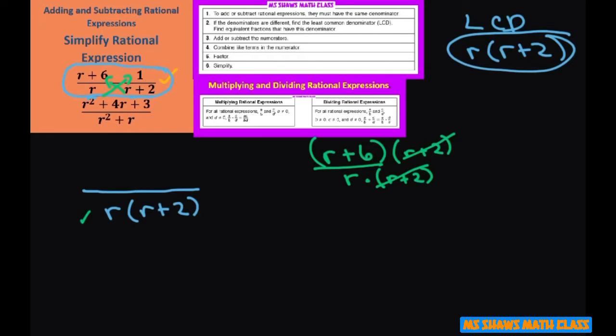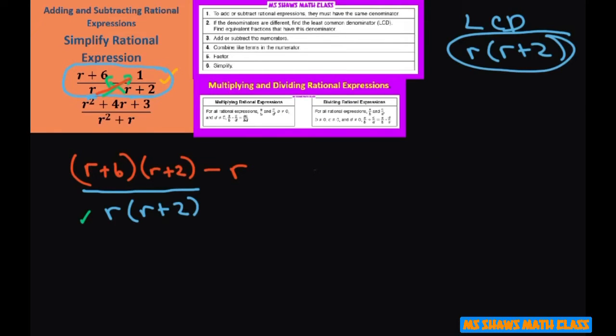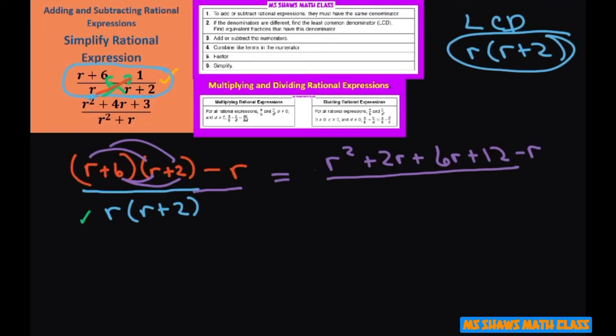So let's do that. We have r plus 6 times r plus 2 minus, and then multiply r times 1r. So there's that. Let's go ahead and simplify our numerator. We have to FOIL this out. That's going to give you r squared plus 2r plus 6r plus 12 minus r divided by your LCD, which is r times r plus 2.